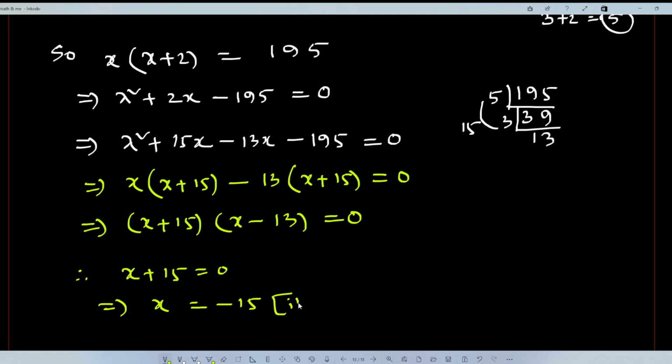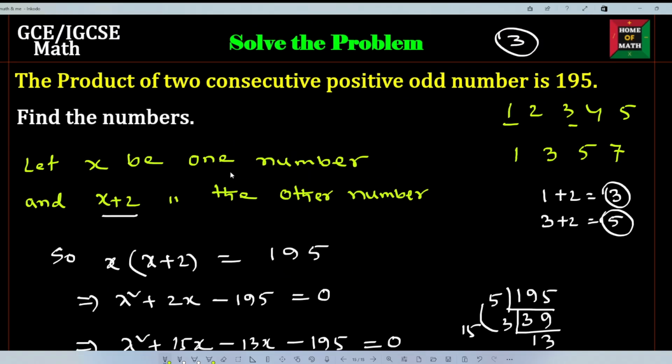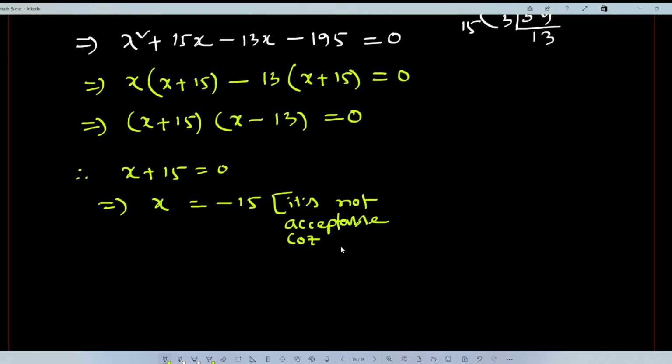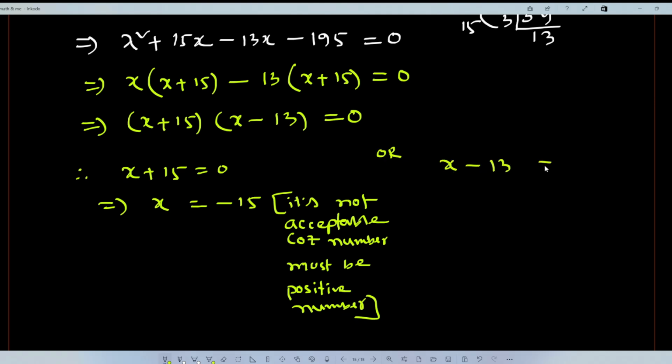We can write it's not acceptable because the number must be a positive number. Look, here it is a positive odd number. So it's not acceptable because the number must be a positive number. Okay, and again, x minus 13 equals 0.